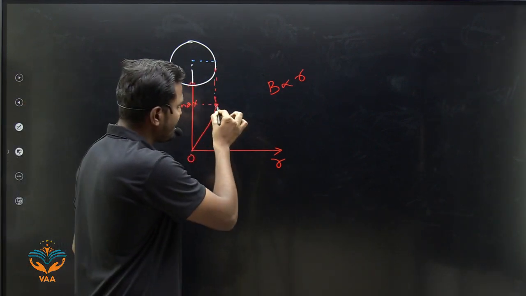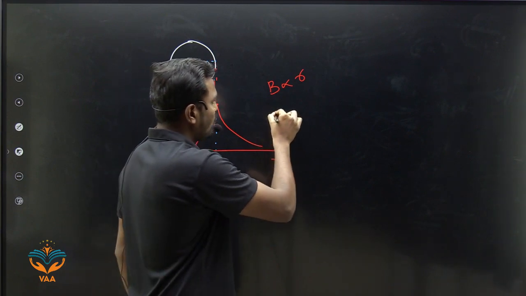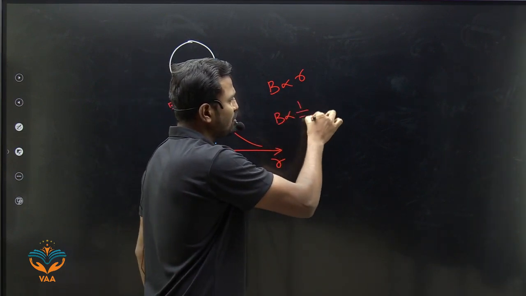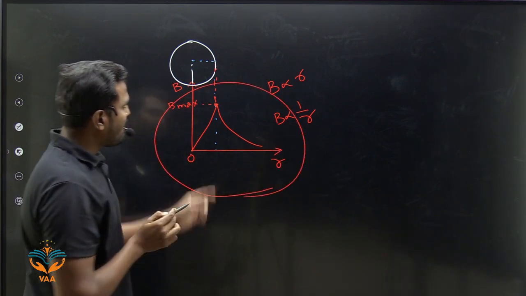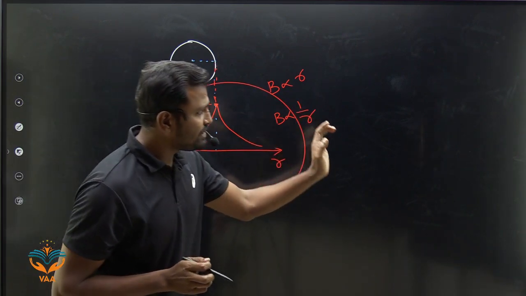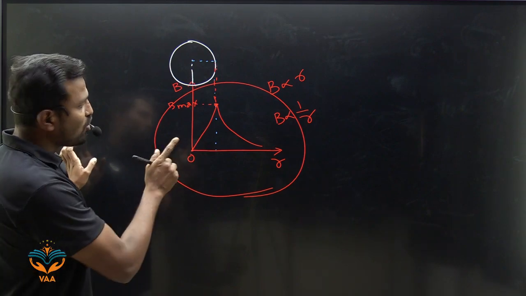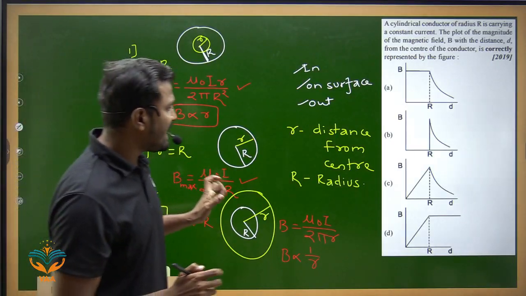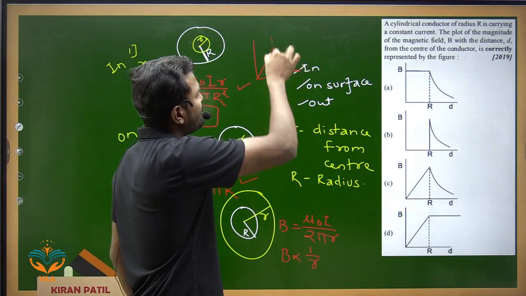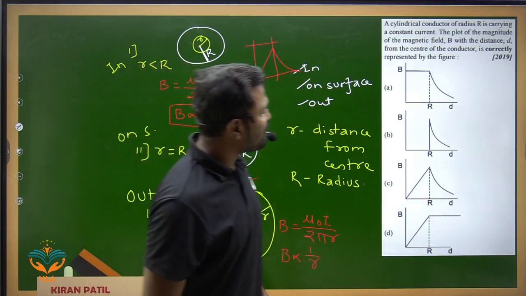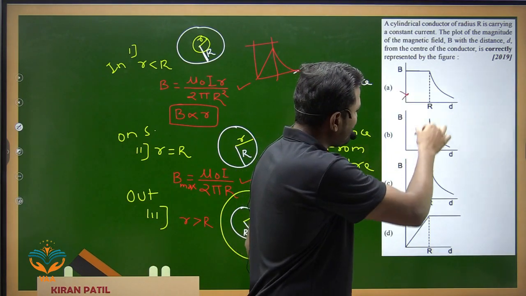Outside the surface it decreases. Outside, the magnetic field is proportional to 1 by R. So it will have such a type of graph. Magnetic field versus distance. If we go back to the screen, this type of graph we have seen. This is not the graph, this is not the graph.